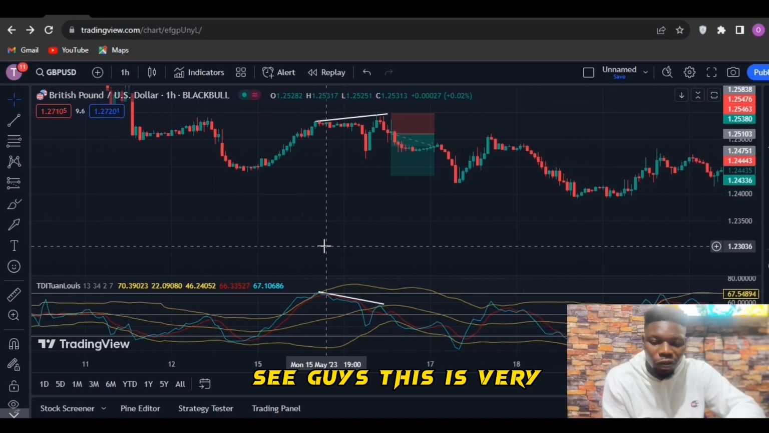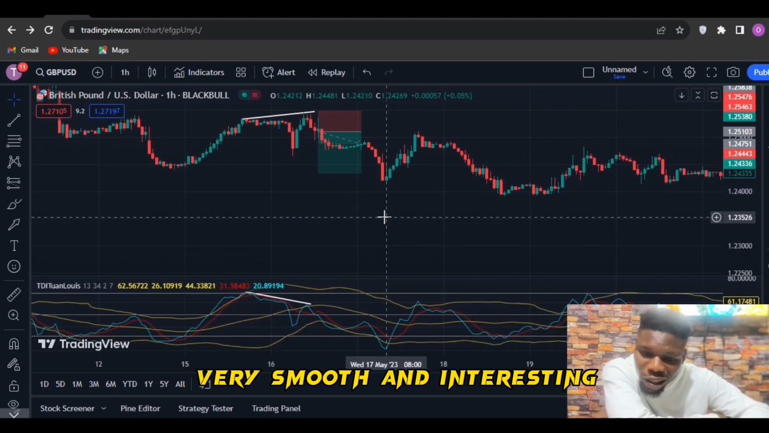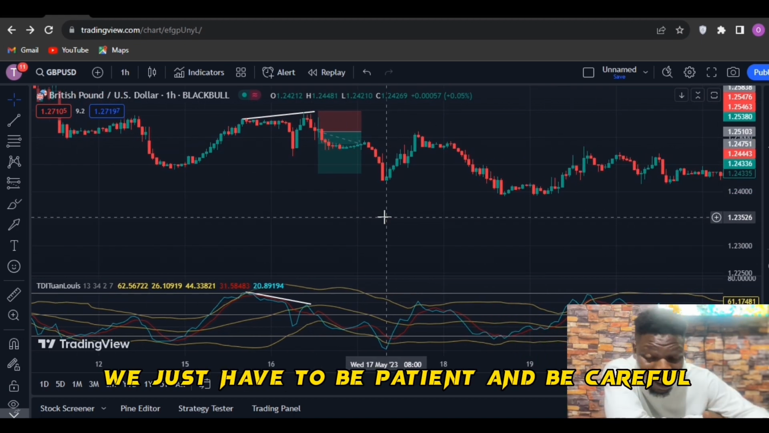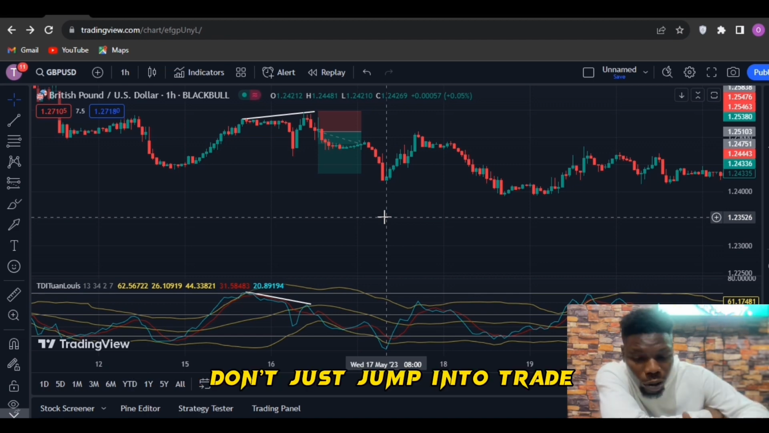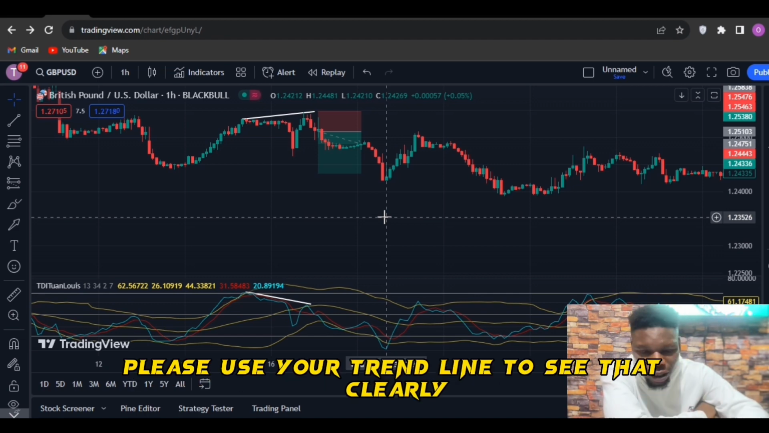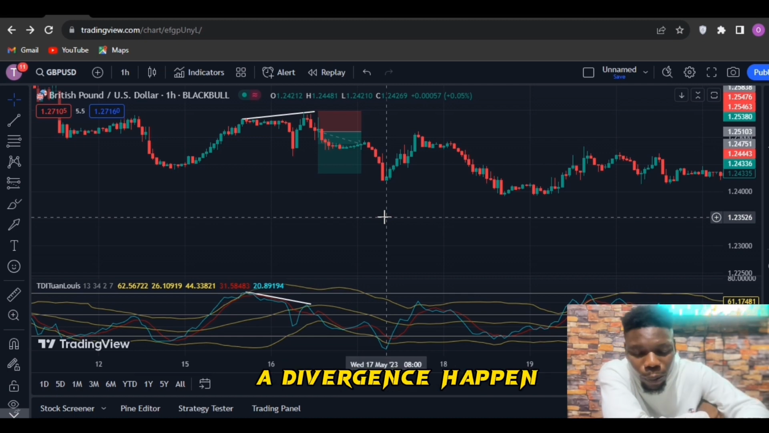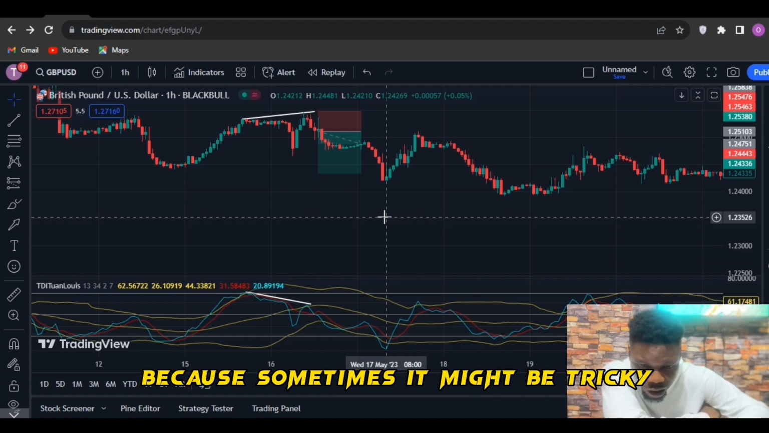See, guys, this is very, very smooth and interesting. We just have to be patient and be careful. Don't just jump into a trade. Please use your trend line to see clearly that a divergence happened, because sometimes it might be tricky.